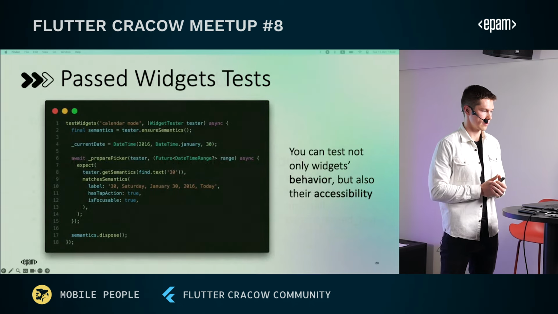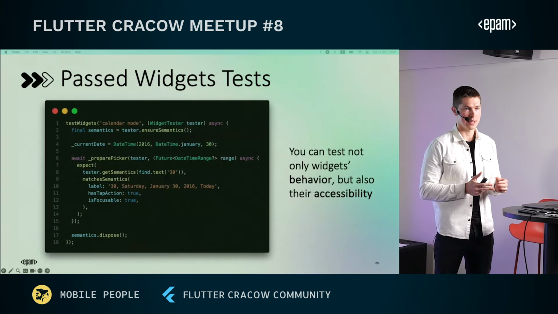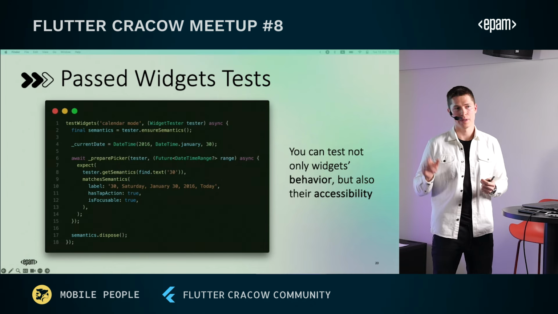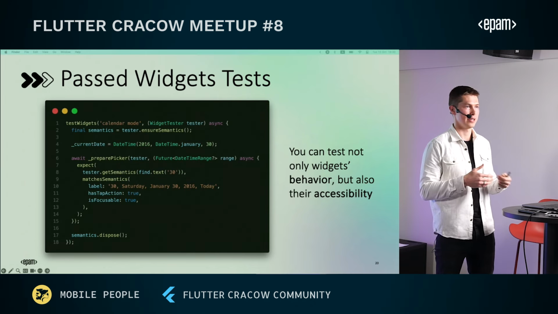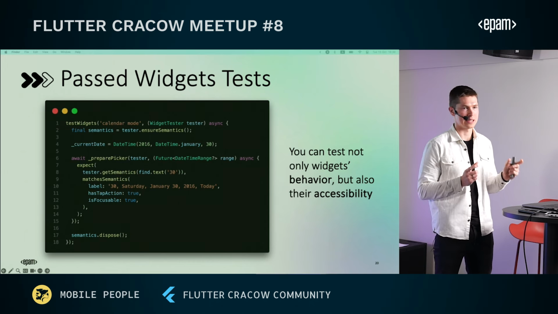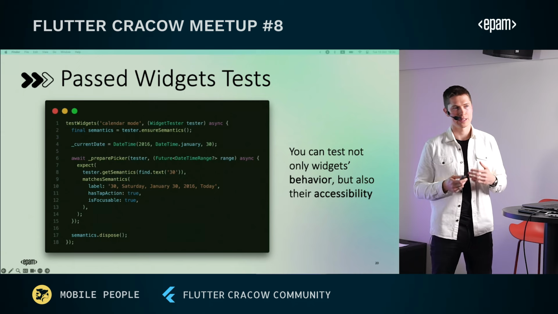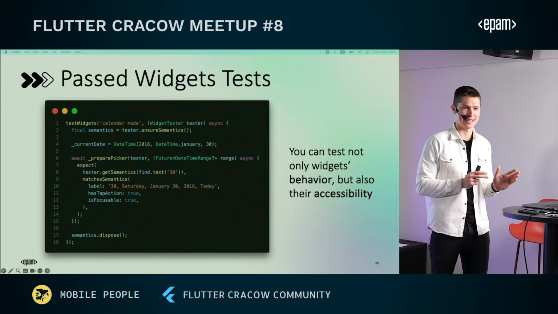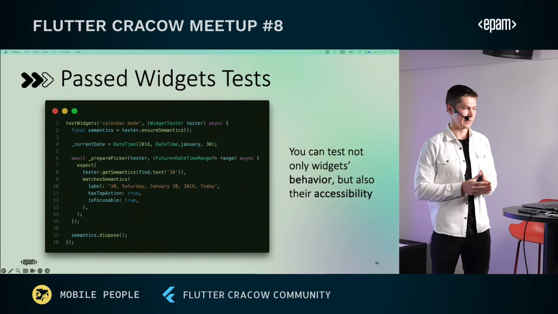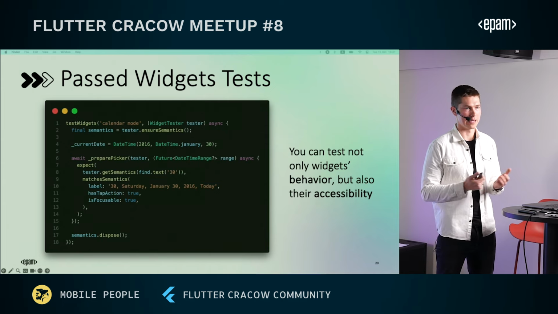All right, now let's move on to widget testing. Be aware that you can test not only the behavior of your widgets, like tapping a button and checking the change in a UI state, but you can also test the semantics and accessibility of your applications. Nowadays, more and more companies try to make their applications accessible to everyone, including impaired people, so this type of testing may help you there.